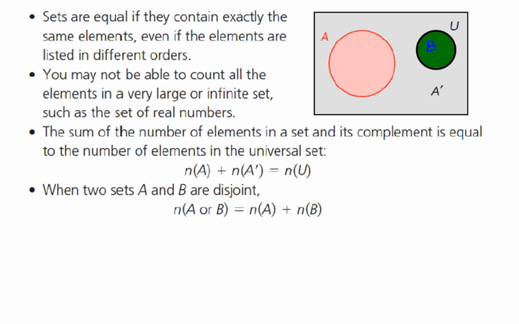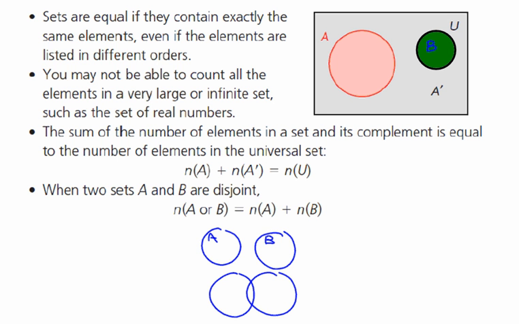If they're disjoint, so you have A and you have B and they're totally disjoint, the total number of A or B, you could just add the A plus the B because they're separate. Later on, if they're overlapping, you can't just add up the elements of A and add up the elements of B to get your total elements. Why? Because there's overlapping, so you're going to have to subtract the overlapping stuff.